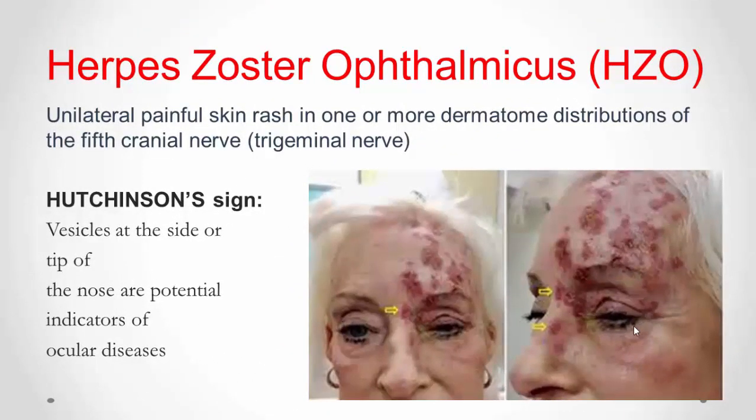Herpes zoster ophthalmicus is characterized by a unilateral painful skin rash in one or more dermatome distributions of the fifth cranial nerve, the trigeminal nerve, like this photo. We can see that the rash follows the distribution of the fifth cranial nerve. Hutchinson sign is the appearance of vesicles at the tip of the nose of the affected patients, which is a potential indicator of ocular disease.